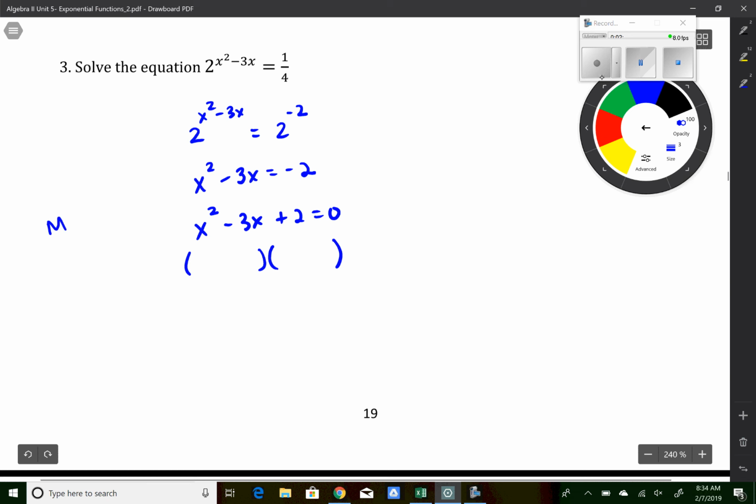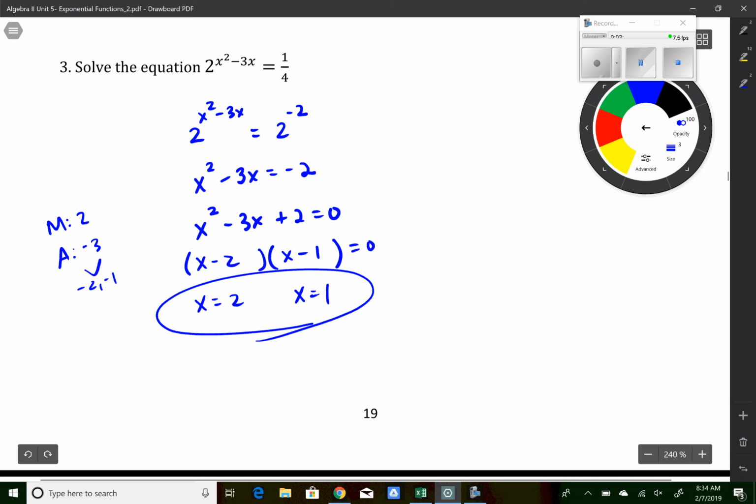Now that I've done that, I can try and factor. So what multiplies to make 2, but adds to make -3? So that would be -2 and -1. So x minus 2, x minus 1. Giving us two answers, x equals 2 and x equals 1. I could check those by plugging back in, and I'll notice they actually both work.